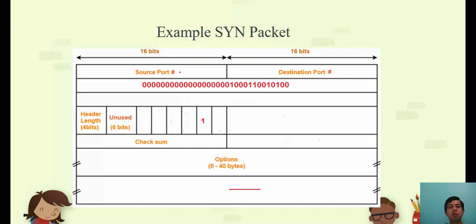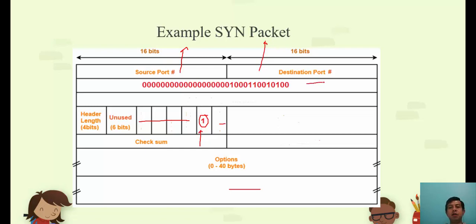Now the source port number will be there, whatever port A is using, and the destination port will be there. B is a web server, so it will contain the binary value of 80. Now what is specific about this packet? That this flag, the SYN flag, will be set to 1. All the other flags will have a value of 0. So the SYN flag will have a value of 1 for this very first packet of the handshaking phase.